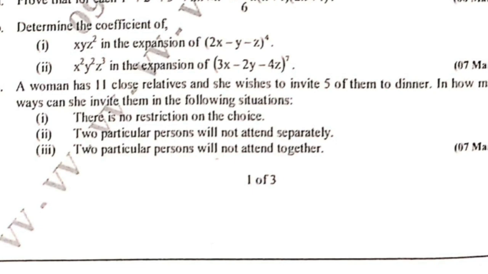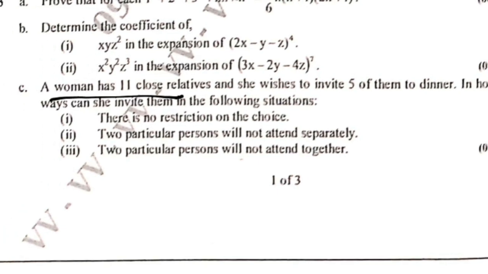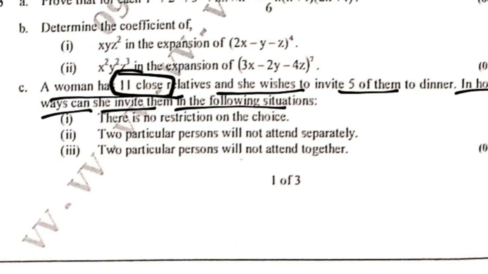Question 3c is: a woman has 11 close relatives and she wishes to invite 5 of them to dinner. In how many ways can she invite them in the following situations? So a woman has 11 relatives, among which she has to invite 5 of them. From 11, 5 are getting invited. That's what we understood till now.